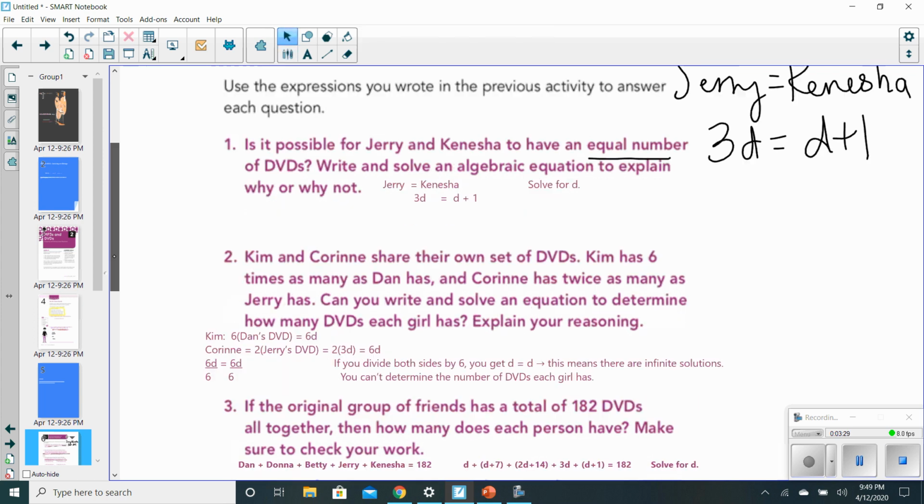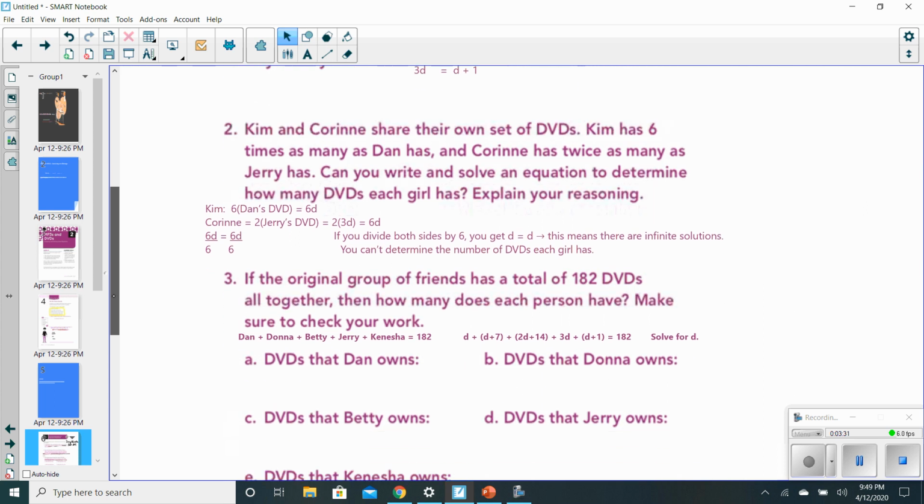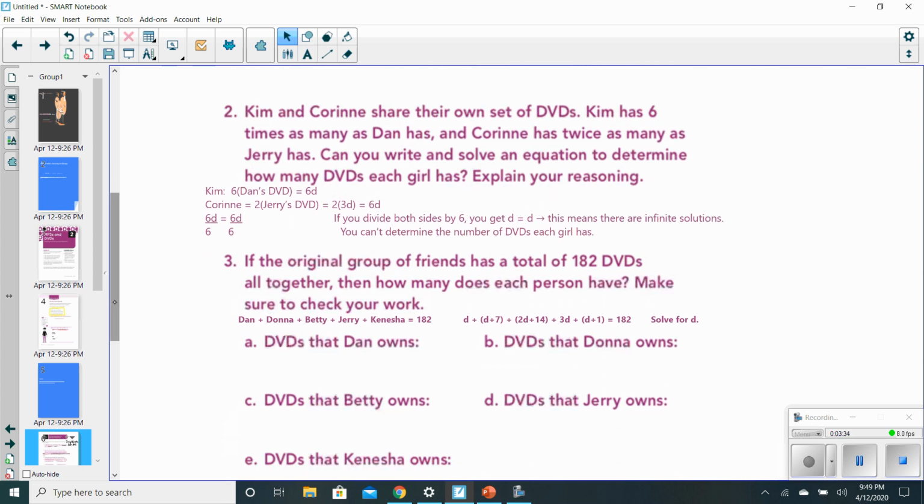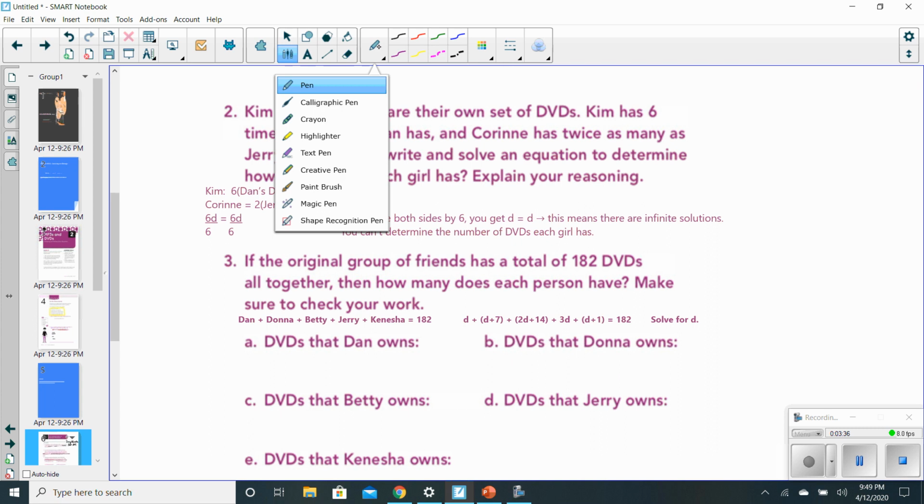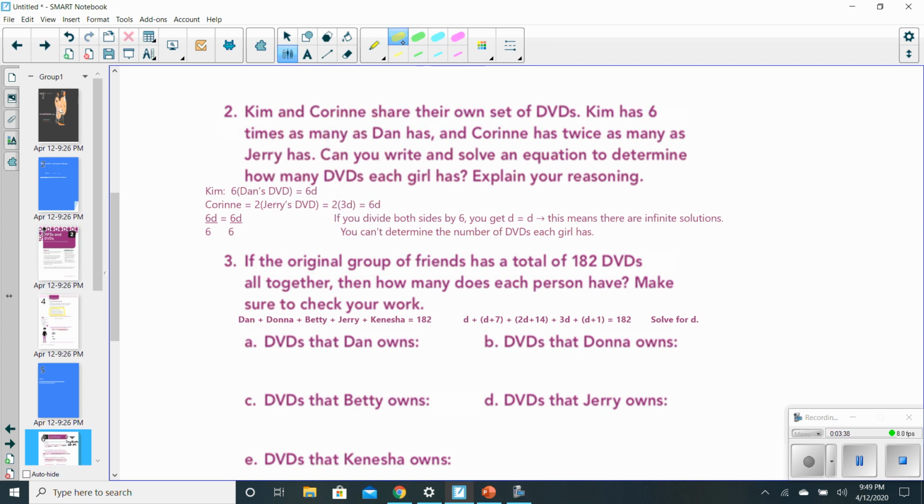We're going to go look down at number 2. Now, number 2 says Kim and Corinne share their own sets of DVDs. Now, this one I'm going to separate out with some different colors so we can kind of follow along. So it says Kim has 6 times as many as Dan has. And Corinne has twice as many as Jerry has.